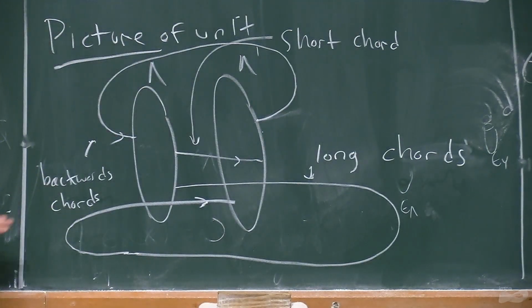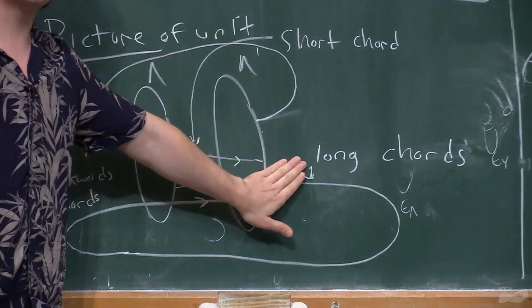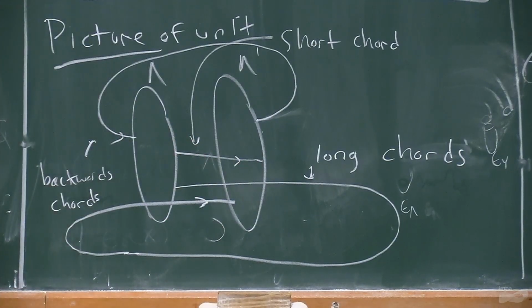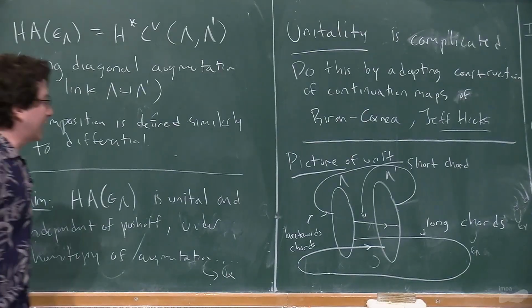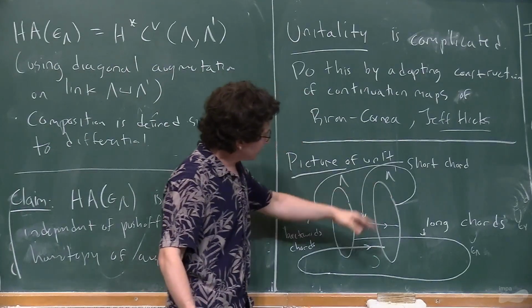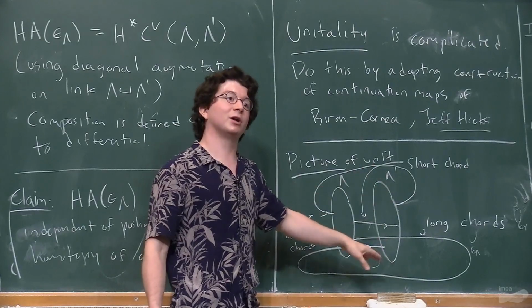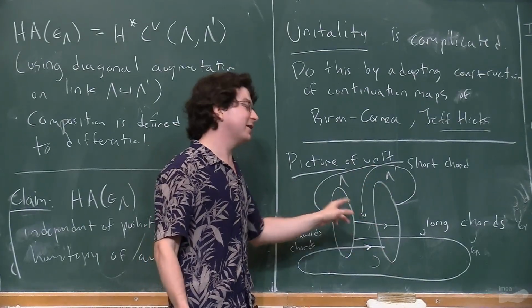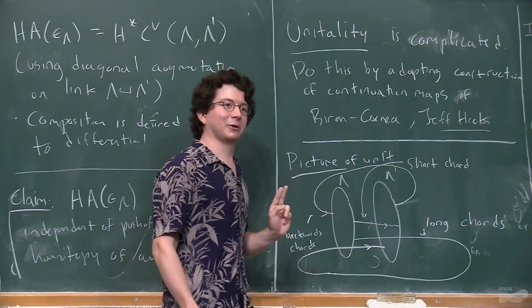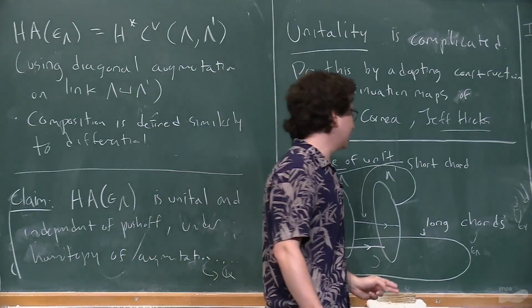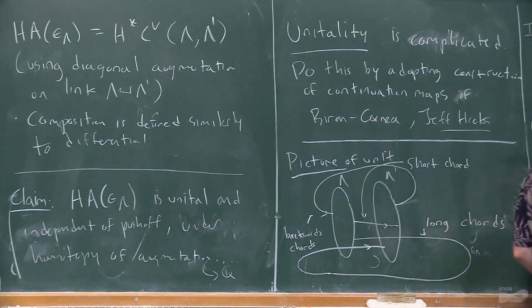So the short chords and the long chords are the generators of this complex. From this picture, you can see that inside of HA, at least the complex of HA, there lives a copy of the cohomology of the Legendrian, and inside of that there's a unit. And that is the unit that you were looking for. Under some assumptions about what you did exactly with lambda prime, that's essentially where the unit is coming from. Okay.